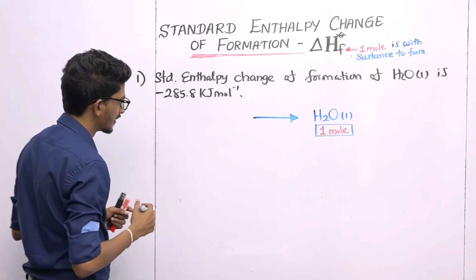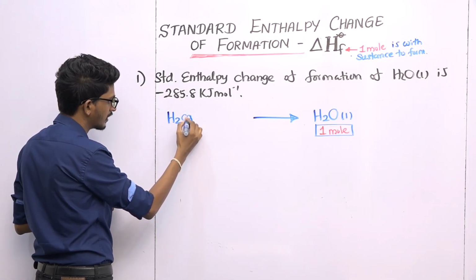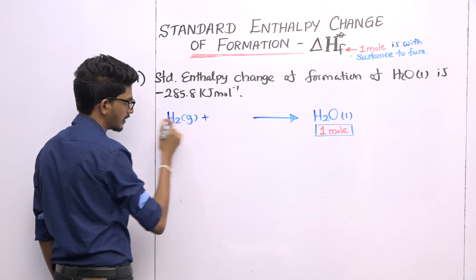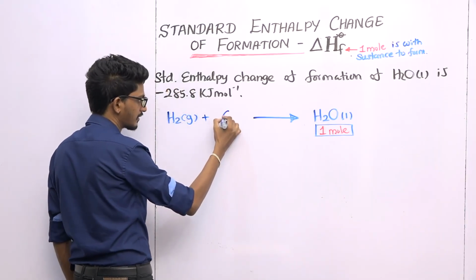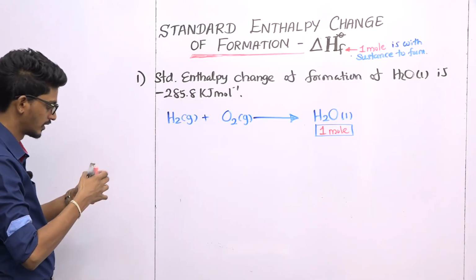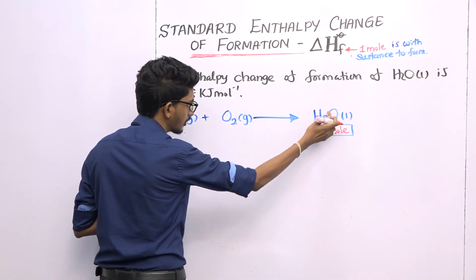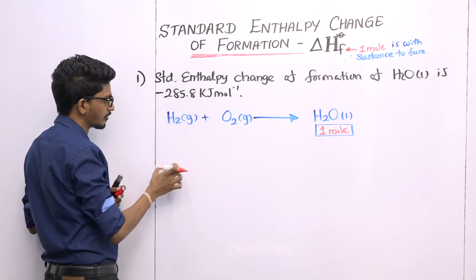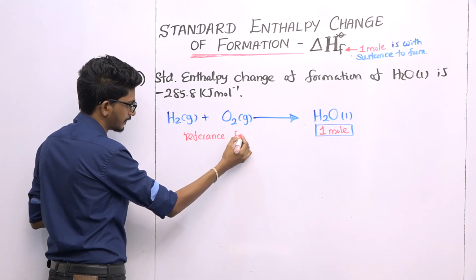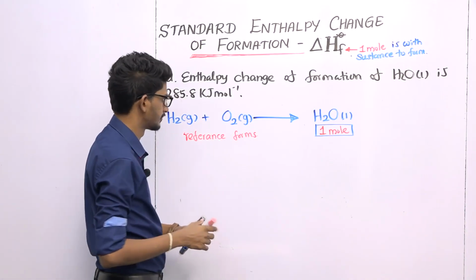What are the reference forms of those? The reference form of hydrogen is H2 gas, the most abundant form of hydrogen in nature. Hydrogen appears as H2 gas. And oxygen appears as O2 gas. You have to start from the reference forms of the constituent elements. The constituent elements are hydrogen and oxygen for this compound, and their reference forms are H2 gas and O2 gas. Those are the two most important things here.